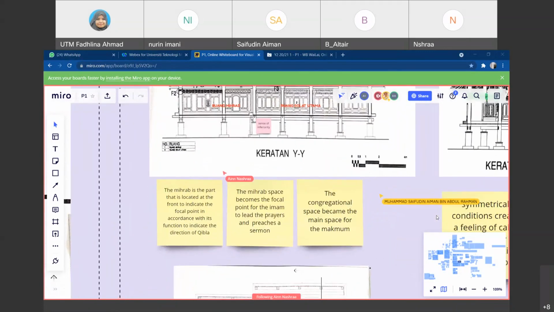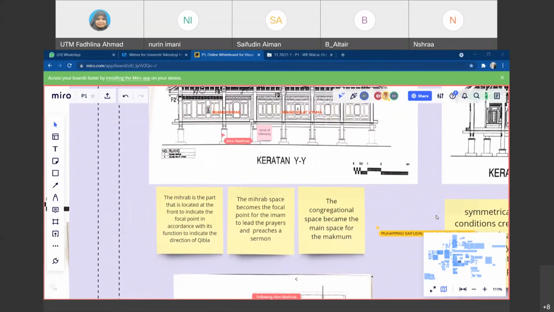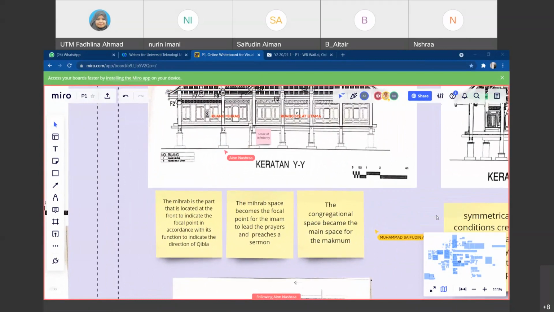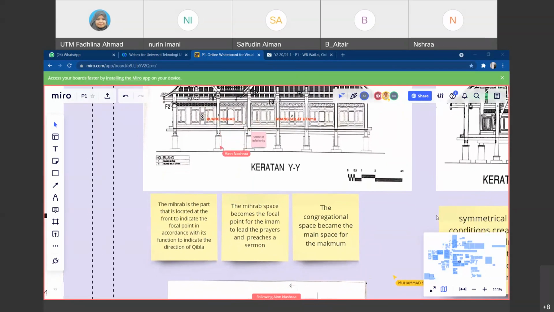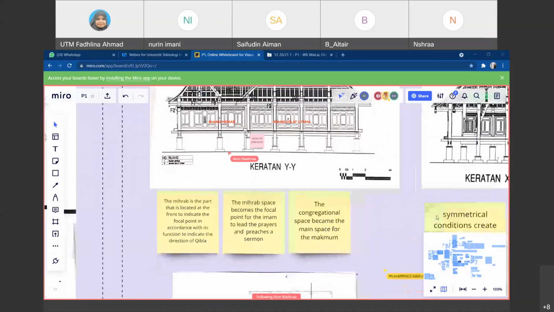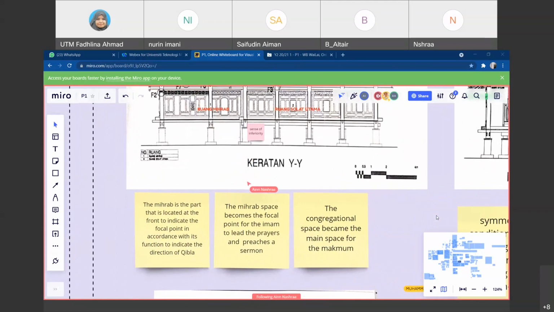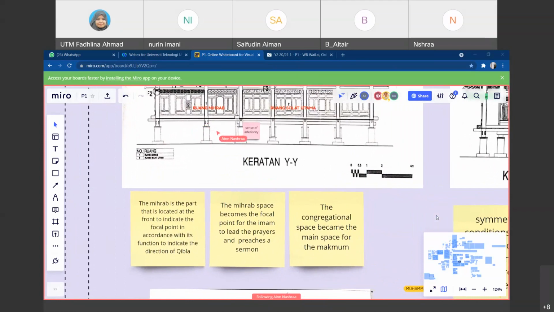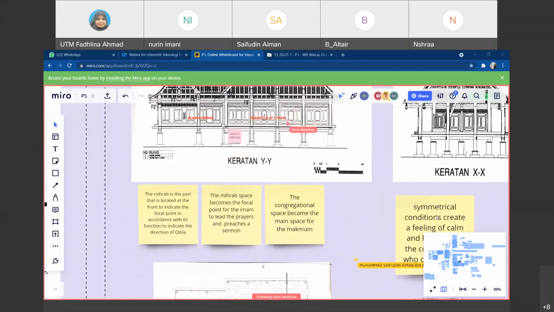For the mihrab part, it is located at the front to indicate the focal point, in accordance with its function to indicate the direction of Qibla. So the Qibla is in here, the front, as the direction of the prayers. And the mihrab space becomes the focal point for the imam to lead the prayers and preach a sermon. The congregational space became the main space for the makmum, which is the ruang solat utama.